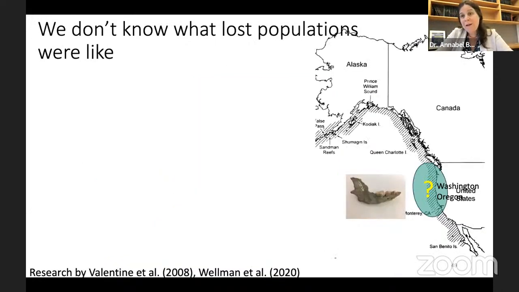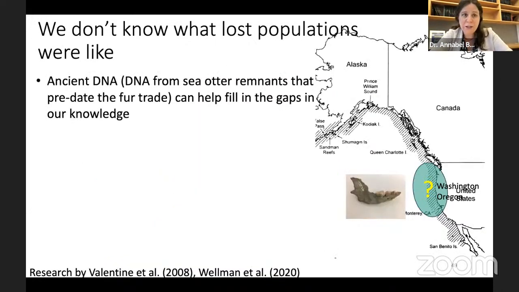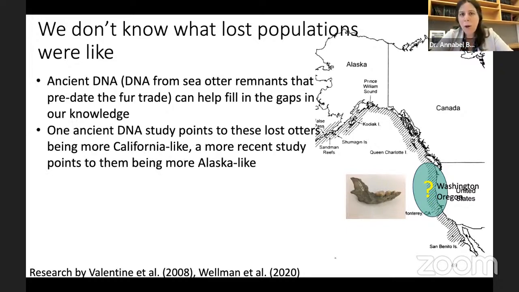This is not work that I have done, but there's some really interesting ancient DNA work being done to try to help fill in the gaps in our knowledge about those missing populations. There's a study by Valentine and colleagues and Wellman and colleagues that are starting to use those ancient DNA techniques that I was talking about with our work in California. They're doing that with samples from Oregon. But the results are still not quite conclusive.